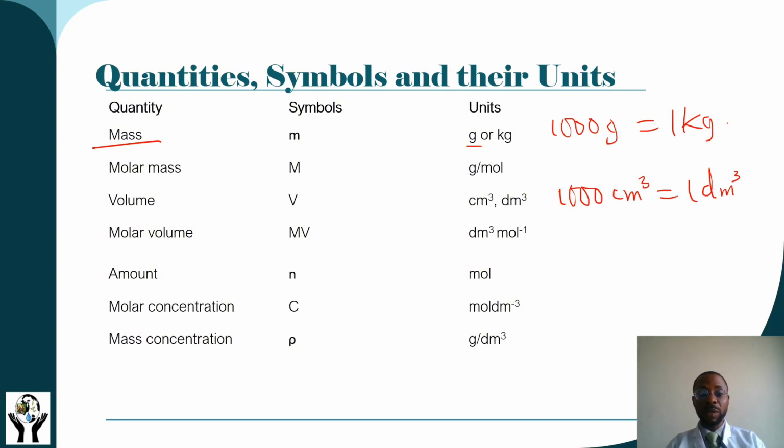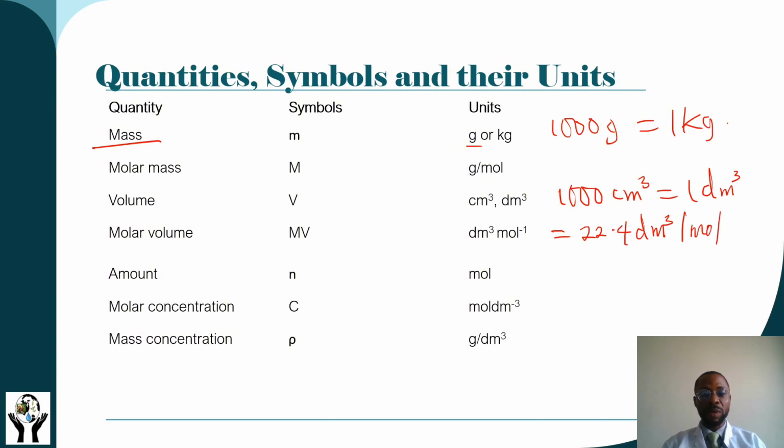For molar volume, that one has been talked about in the previous slide too. That unit is dm cube per mole. Dm cube per mole, that's the volume for 1 mole of a particular gas. If that gas is measured under standard temperature and pressure, then the value is going to be 22.4 dm cube per mole.